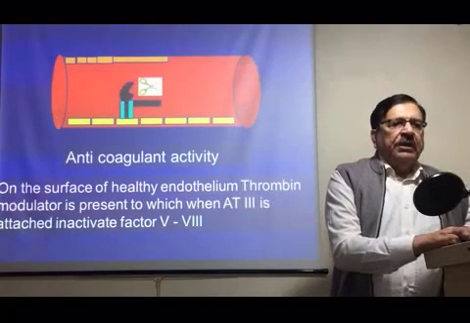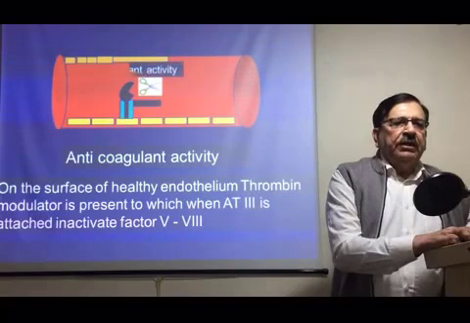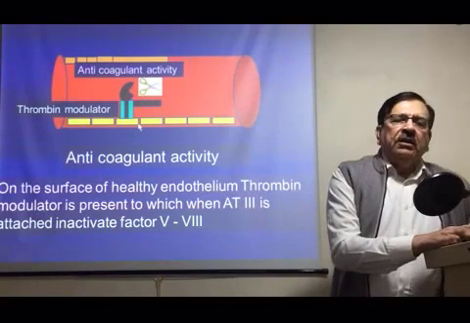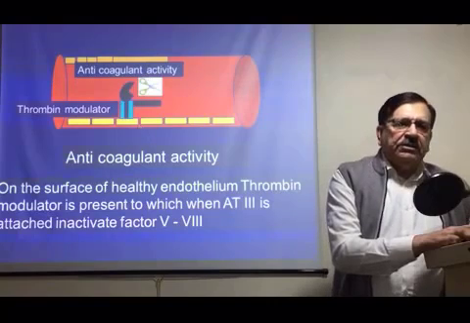The third mechanism of anticoagulant activity is again on the healthy endothelial surface.